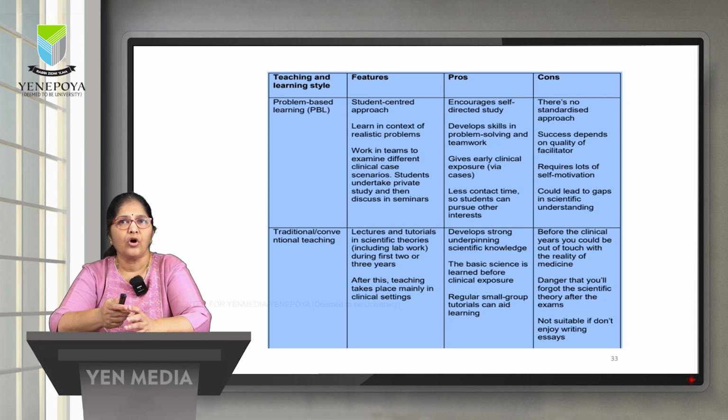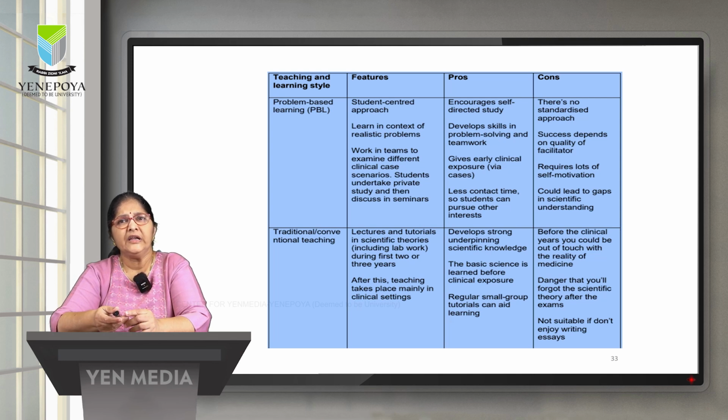But the cons are, there is no standardized approach. You cannot say this class has to be taught like this. For each problem there is a different approach, and success depends on the quality of the facilitator, and it requires a lot of self motivation. Only when the student thinks, okay, I know this is important, I have to learn, only then they get motivated and the PBL can be successful.